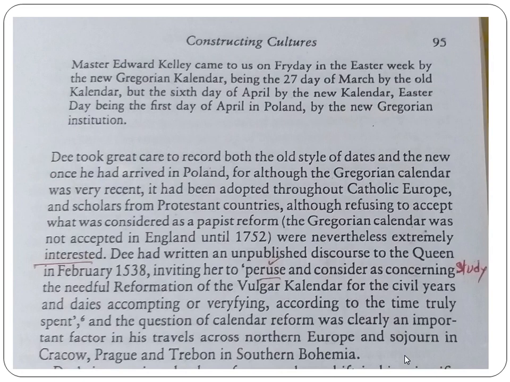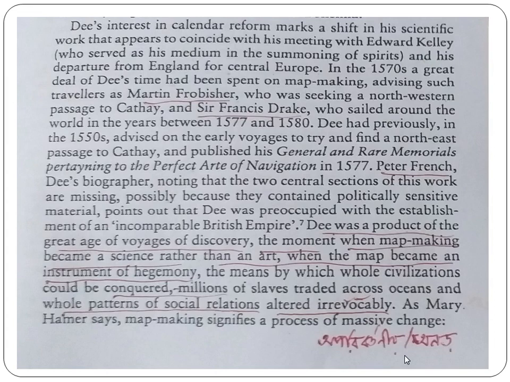Okay, so he had written an unpublished discourse to the Queen in February 1538, inviting her to pursue and consider the needful reformation of the vulgar calendar for the civil years. Actually, D was interested in the calendar, and for this reason he went there, wanted to make the scientific calendar, and after that he also wrote that in his journey he had talks with spirits. Why?